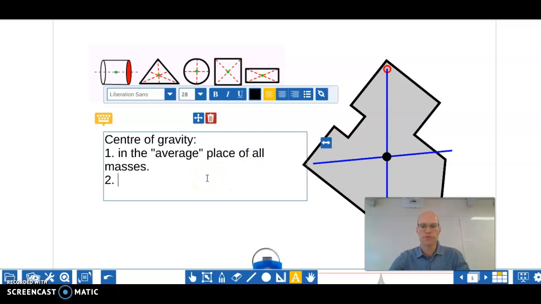Well, the center of gravity is not only that place, it is also the point of application of gravity, where we draw it, where we think it is.